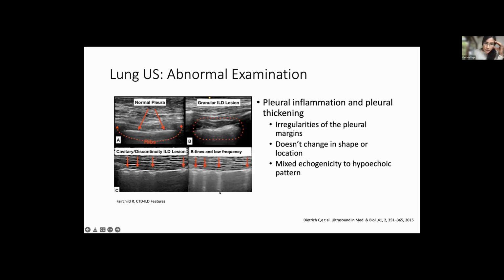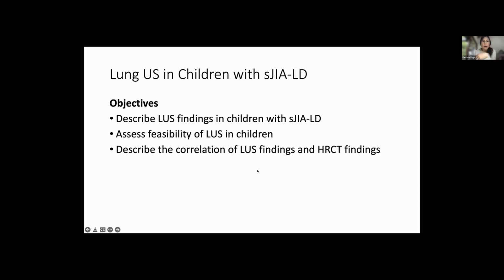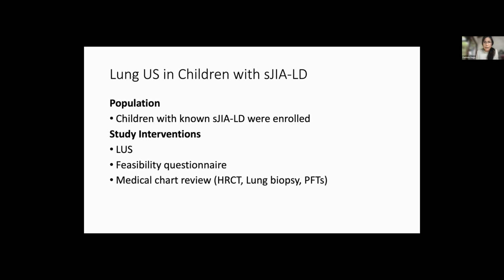This is a very important finding, which some of you, if you're familiar with lung ultrasound, know: the B-lines, which are taken as a sensitive finding to talk about abnormalities. So our group decided to conduct this pilot study in patients with SJIA and lung disease. Our objectives were to describe the findings in patients with known systemic JIA lung disease, to see the feasibility of lung ultrasound, and also to describe the correlation of lung ultrasound with the chest CT findings.